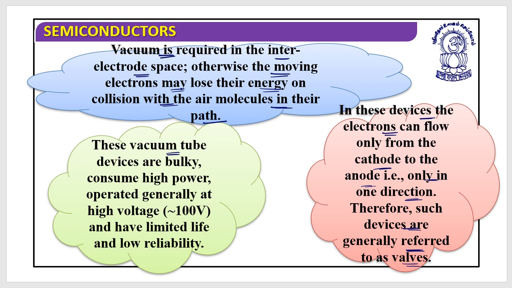Next, these vacuum tube devices are bulky. This is the biggest disadvantage of these devices. They consume high power, and they generally operate at a high voltage, around 100 volts, and have limited life and low reliability. So these are the limitations of these valves.